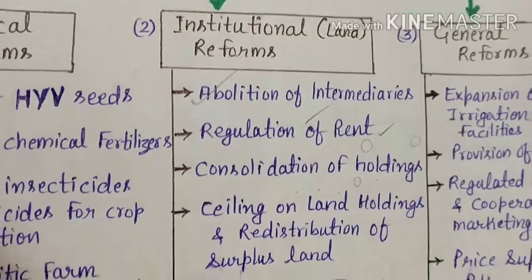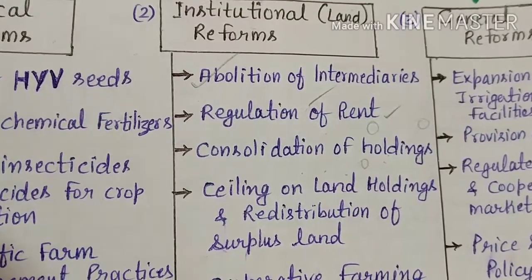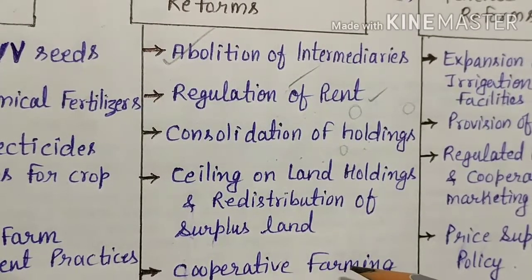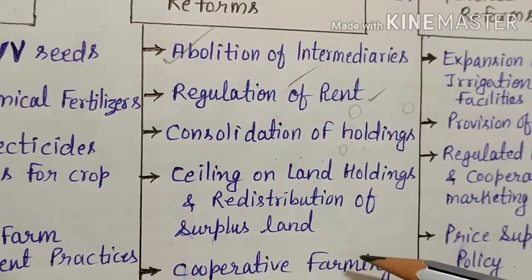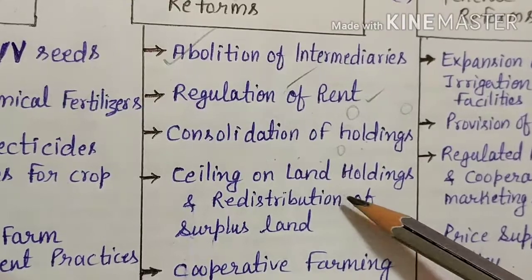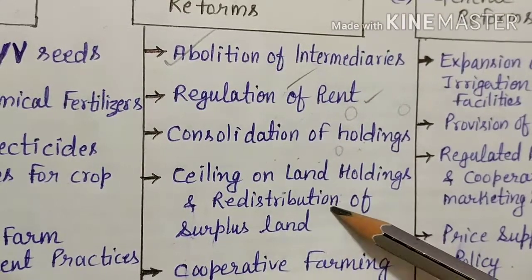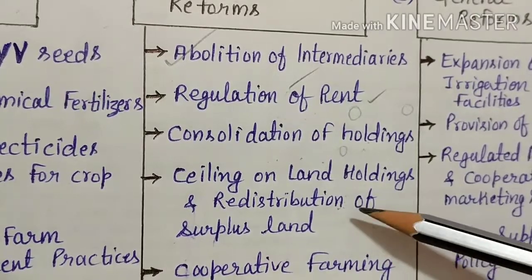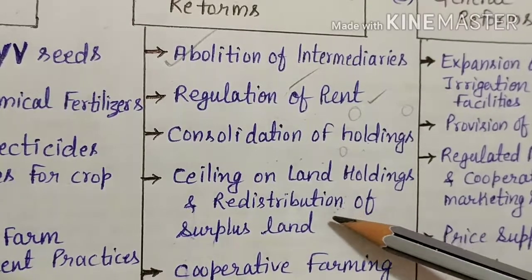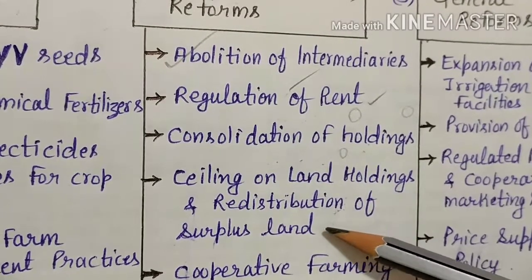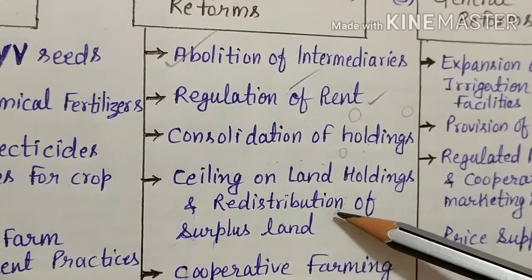Then comes ceiling on land holdings. What is the meaning of ceiling here? Ceiling on land holdings refers to the maximum amount of land which an individual can hold. On that, the government has put a limitation. The main purpose of this land ceiling was to reduce the concentration of the ownership of land holdings in a few hands. In this way they have fixed this land reform, the ceiling on land.